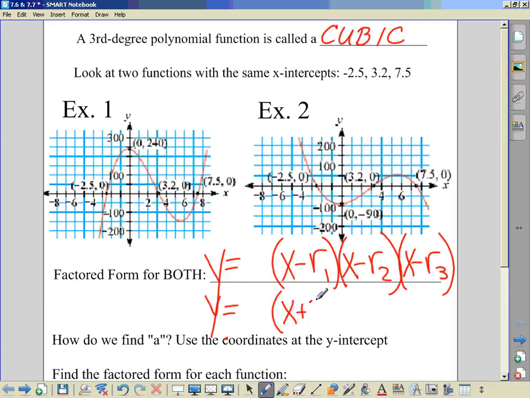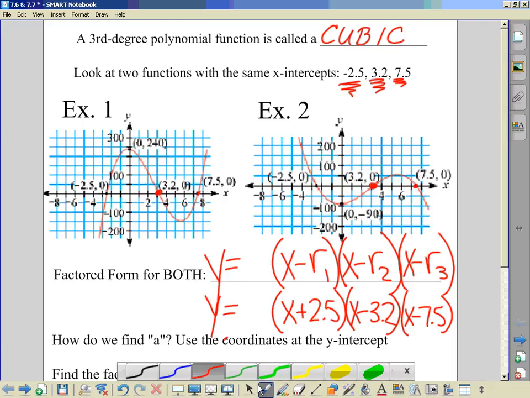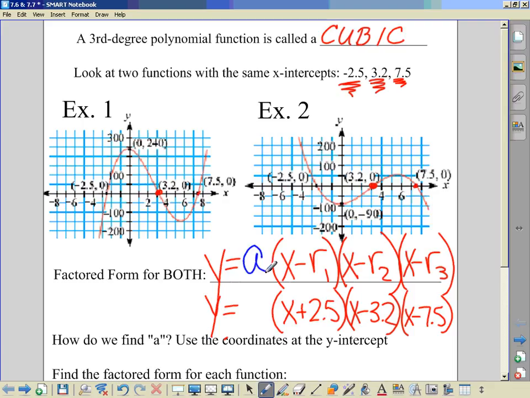One's going to be x plus 2.5 to represent the first root, negative 2.5. The second parenthesis is going to be x minus 3.2 to coincide with 3.2, as you see there and there. And the third one's going to be x minus 7.5, and that will go with the third root that they gave us, 7.5. Where they're going to differ is the value that we end up with for a, the dilation/reflection coefficient out in front.